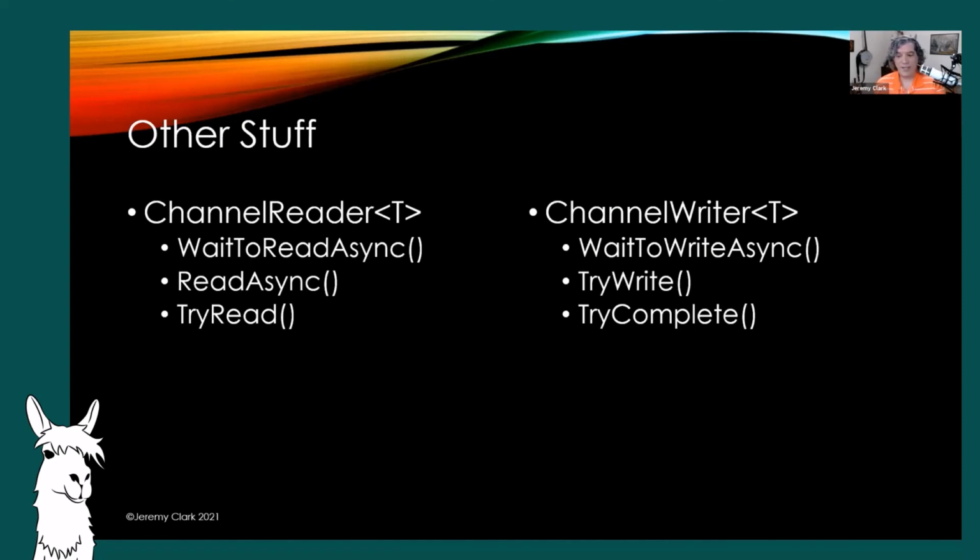On the channel writer side, there is a wait to write async, and this will say if the channel's full, tell me when there's capacity available. A try write, which again, if there's no capacity, the write may fail. There's also a try complete, and I'm not exactly sure why there's a try complete, because it seems to me that complete should just work. Potentially, actually, now that I'm thinking about it, try complete might fail if it's already marked as complete, but I would need to look into that.